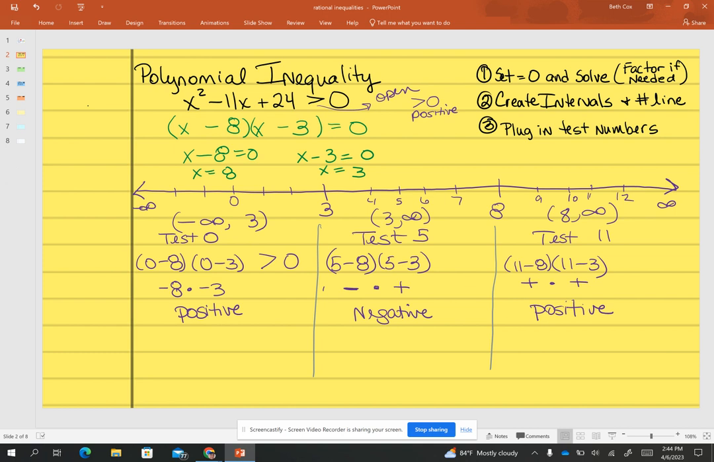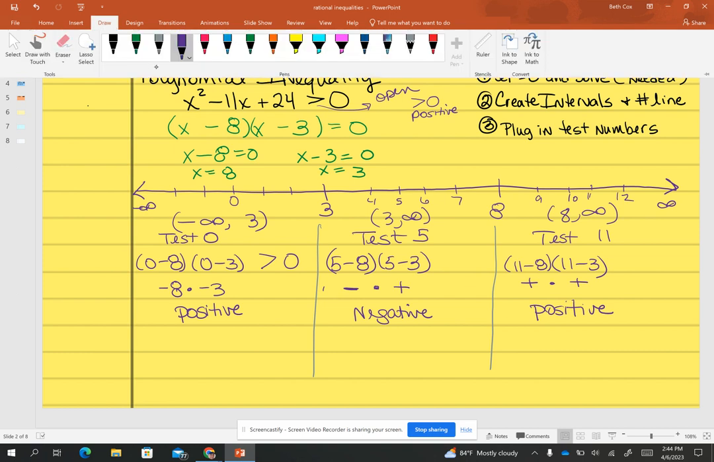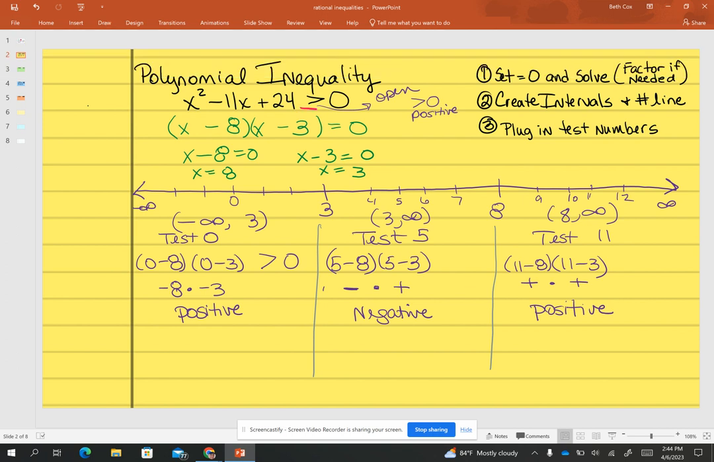Okay, so now step 4 is not written here, but I guess technically step 4 is now determine your answer. Well, what's the question? That's always the problem. What's the question? The question is, what are the x values that produce a greater than 0? Greater than 0 is positive. So according to this, all of these numbers produce a positive. And these numbers are the numbers from negative infinity up to 3.